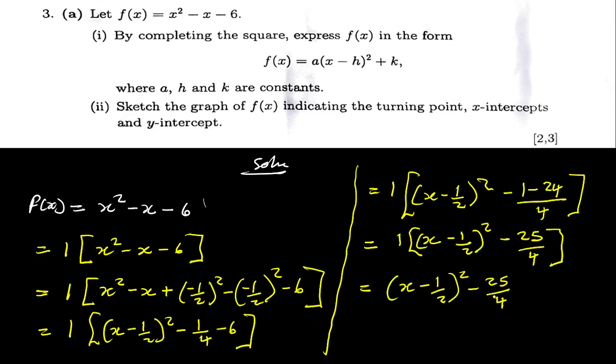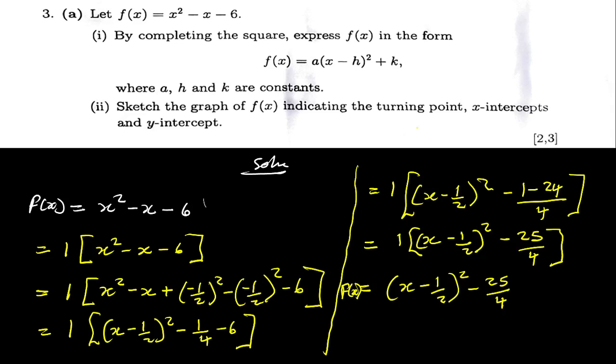If you look at how the question was, it was complete the square, express f of x in the form. So I have expressed f of x in that particular form, just that the 1 here is invisible, because 1 times everything is just whatever I'm multiplying it with. Now the question is saying sketch the graph, indicating the turning point and other things.